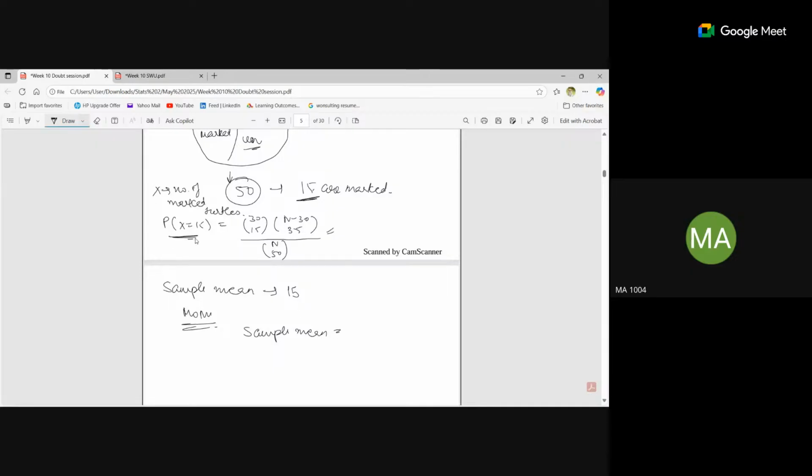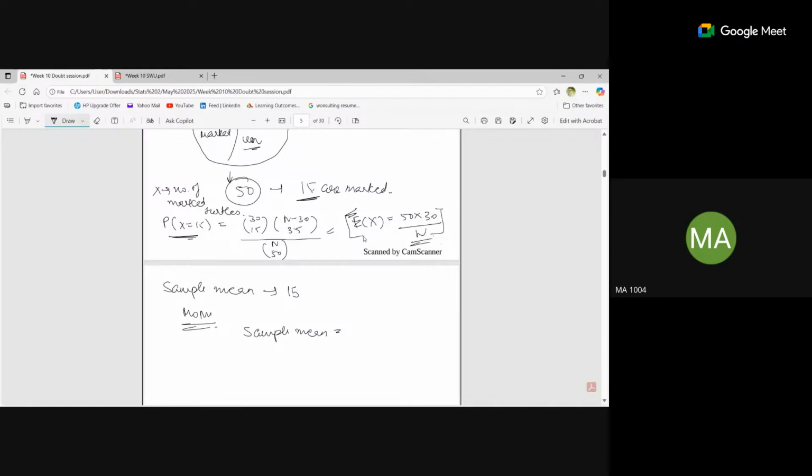We have not calculated this yet. Expectation would be what? Mu. We are taking 50, right? So 50 into 30 divided by N. Correct. But where is this 50 into 30 coming from? Would you please explain?